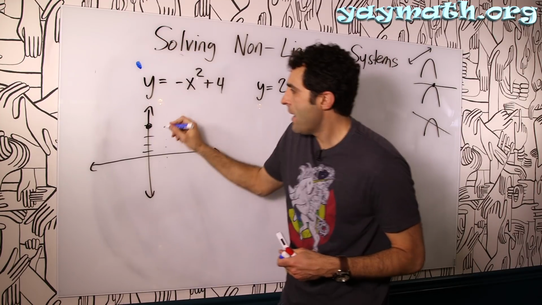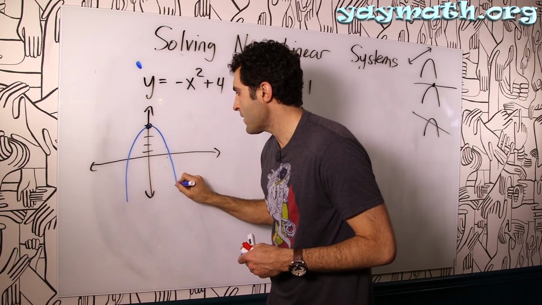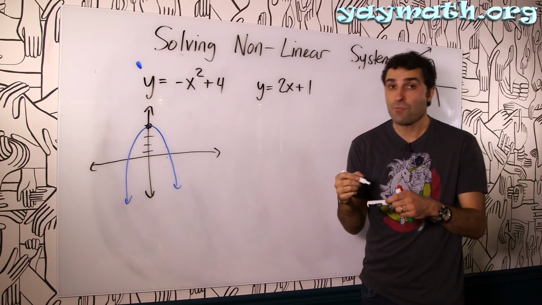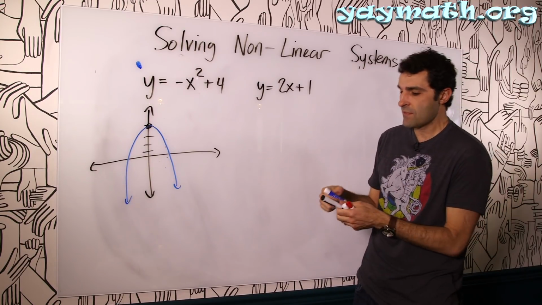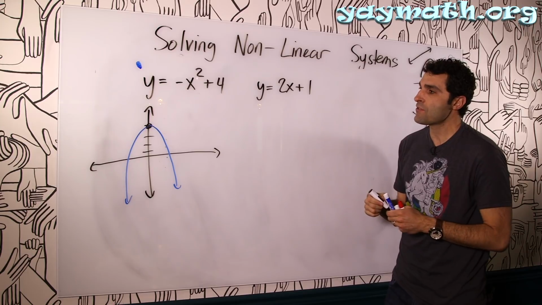This is blue, and it's facing down, like that. Notice I'm not being super exact. You can be, but it's not completely necessary if we're going to solve algebraically.